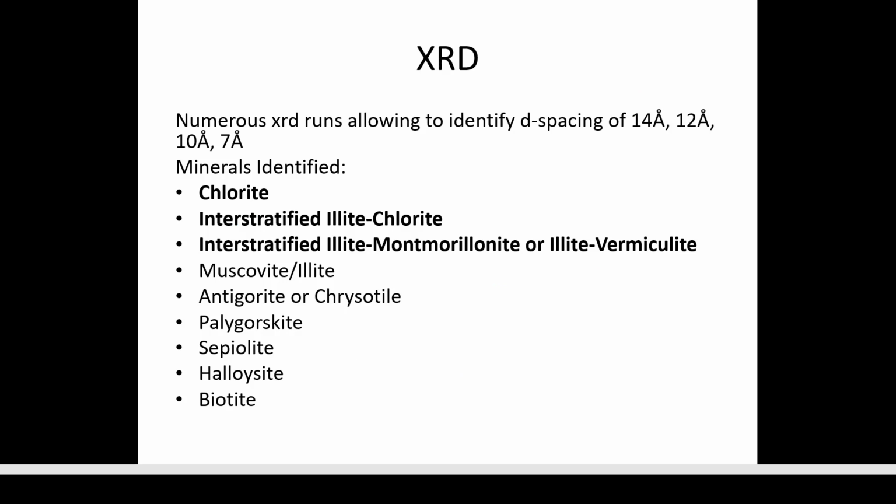So therefore, after running all of our samples, we found that there are numerous peaks at different d-spacings, including 14 angstroms, 12 angstroms, 10 angstroms, and 7 angstroms. The minerals identified at these peaks were chlorite, interstratified illite-chlorite, interstratified illite-montmorillonite, or illite-vermiculite. Those were the primary clay minerals, although we also found minor amounts of secondary clay minerals in the samples, including these.